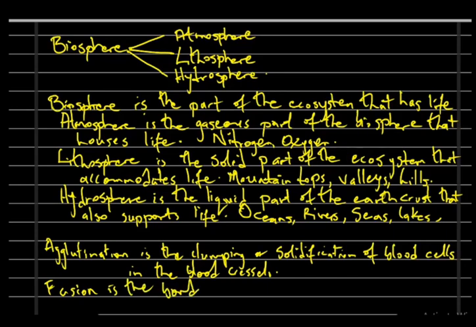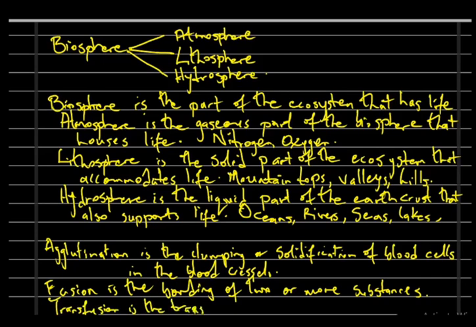Fusion is the bonding of two or more substances. So fusion here is basically used when there is gamete formation. The third one is transfusion. Transfusion is the transfer of blood from donor to recipient. That is basically what transfusion is talking about.